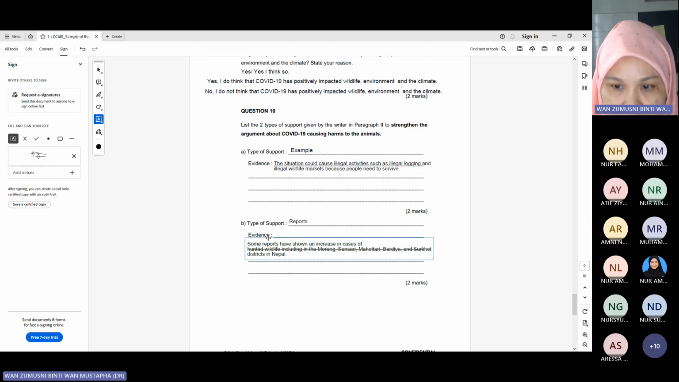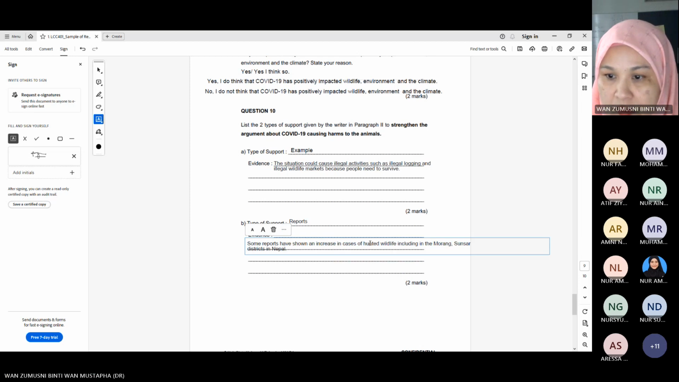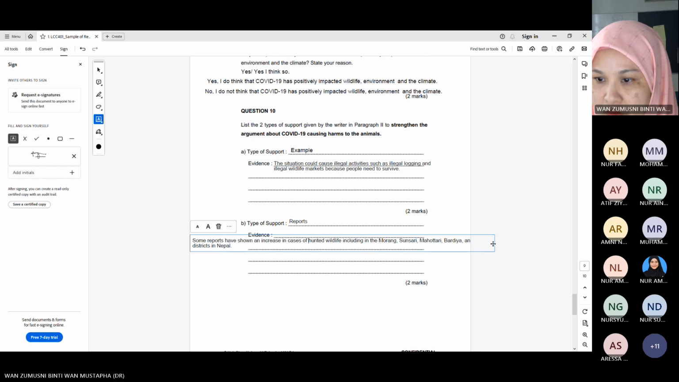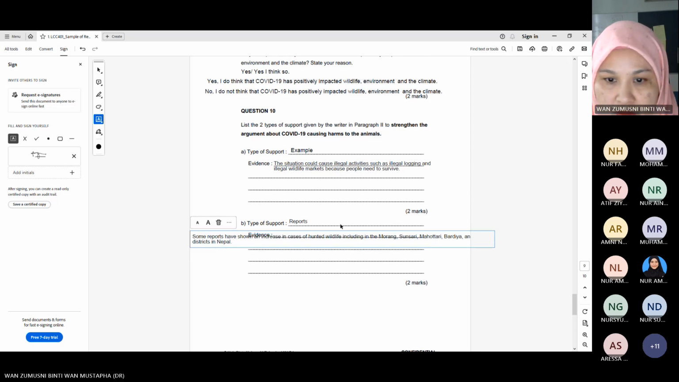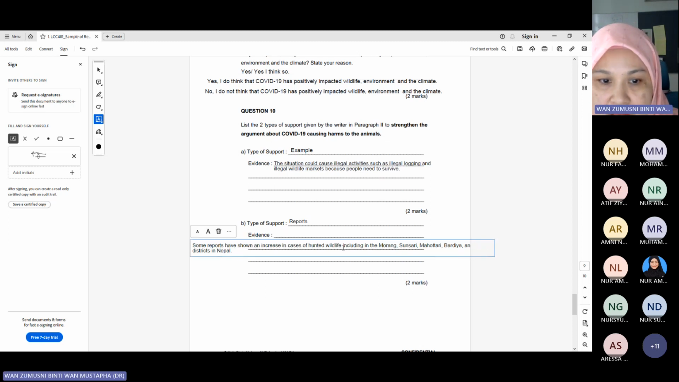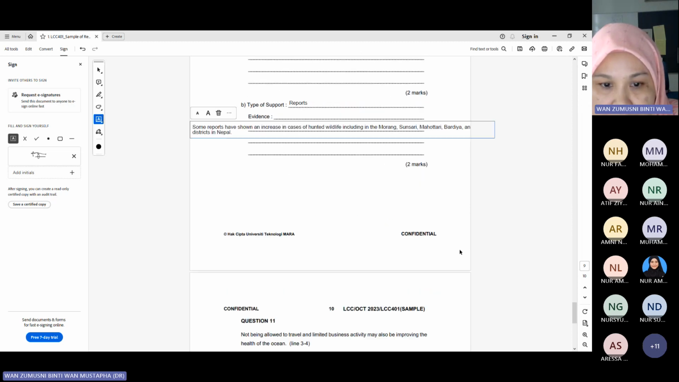I'm just going to bring it here. Okay. I'm just going to copy the whole thing. But you get the idea, right? Some reports have shown an increase in hunted wildlife, including Morang, Sansari, Mahatari, Bardia, and Sirkat districts in Nepal.